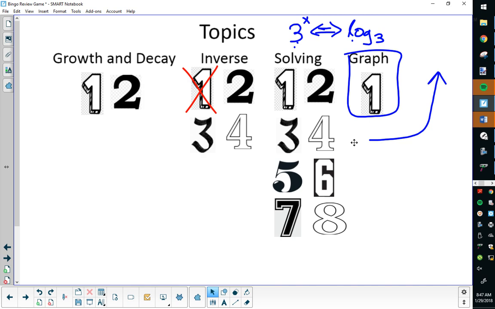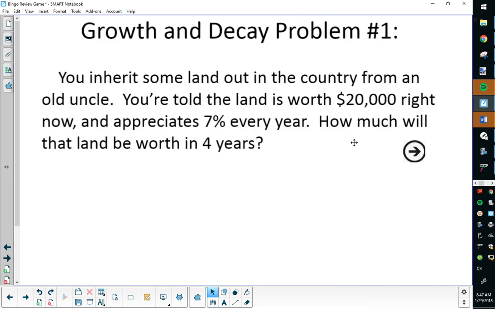Let's do one more and we'll be done with this aspect of it. Let's do one of these real quick because we're good at them. Shouldn't be too hard. You inherit some land out in the country from an old uncle. You are told the land is worth $20,000 right now and appreciates 7% per year. How much will the land be worth in 4 years? Remember, this is your formula right here. You get to use that on the test. Make sure you know how to use it.